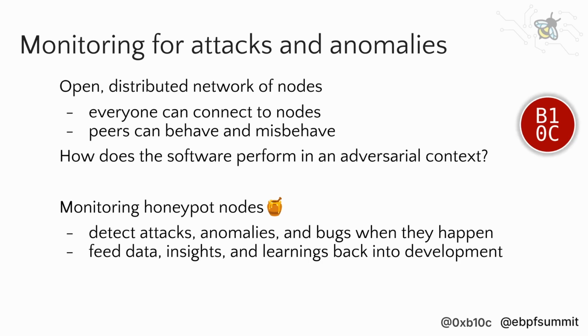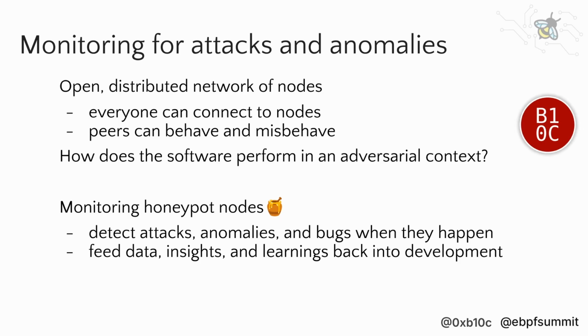The most important part to monitor is the P2P networking functionality. The Bitcoin P2P network is a distributed system consisting of tens of thousands of nodes gossiping transactions, blocks, and IP addresses of other nodes. As the network is open and everybody, good or bad, can connect to the nodes, monitoring the behavior of the software in a potentially adversarial context is important.